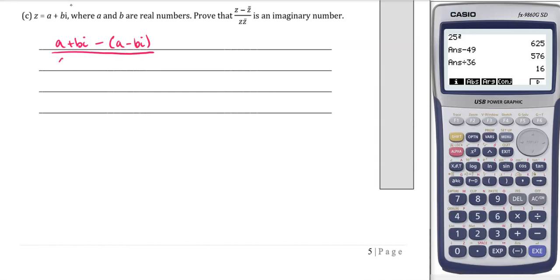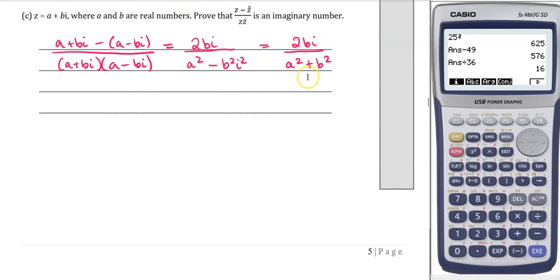Z times its conjugate will be a plus bi times a minus bi. Right, let's work that through. So a minus a on the top cancels. We get bi minus times a minus makes it plus, giving us 2bi on the top. On the bottom we get a squared minus b squared i squared. So 2bi over a squared plus b squared.